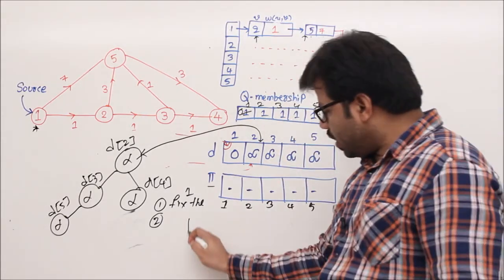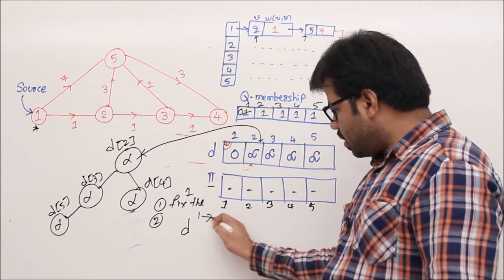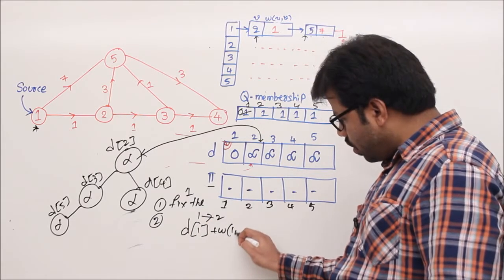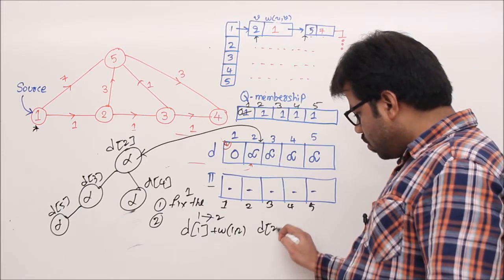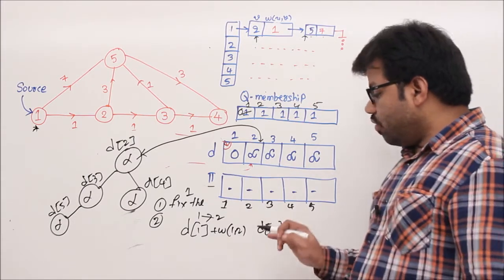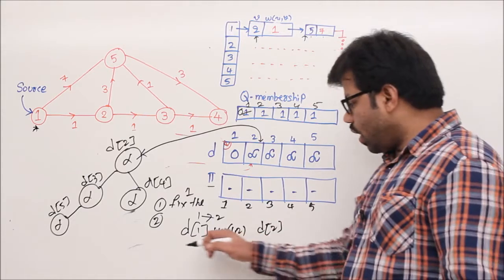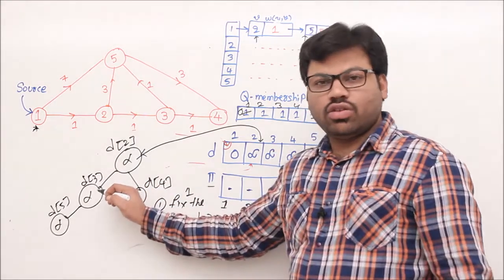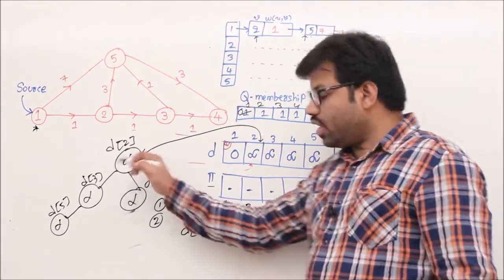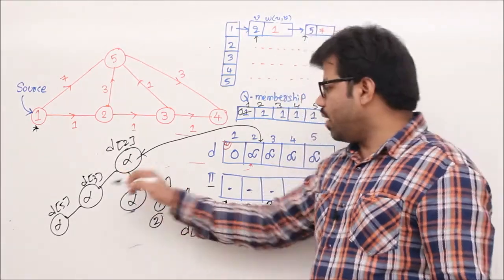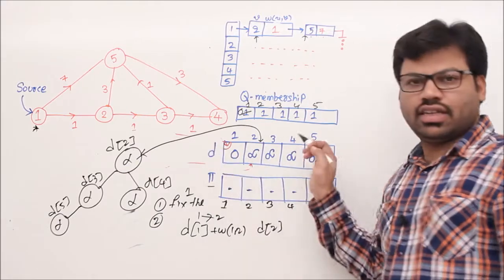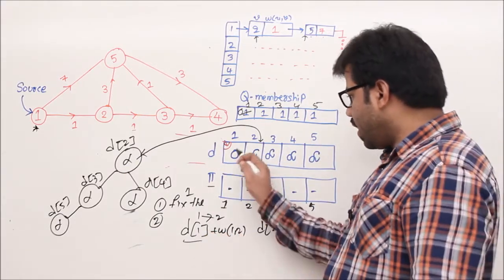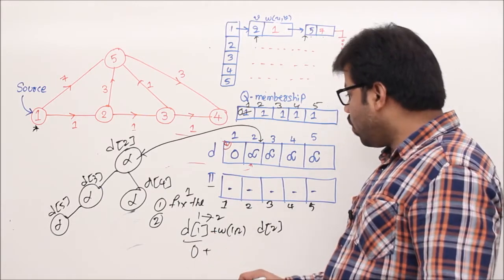So what is the formula to relax? I am relaxing 1 to 2. The formula is distance of 1 plus weight of 1 to 2, versus distance of 2. Now what is the better way to access distance of 2, in this array or in this heap? Locating D of 2 in the heap will be very difficult. That's why I am also maintaining an array. That is the purpose of maintaining another array. Now D of 2 is easy to access here, in constant time. So distance of 1 we can access here, 0, plus weight of 1 to 2.